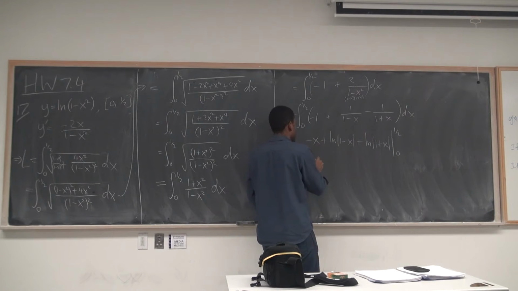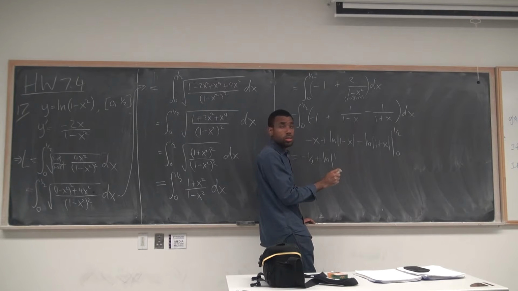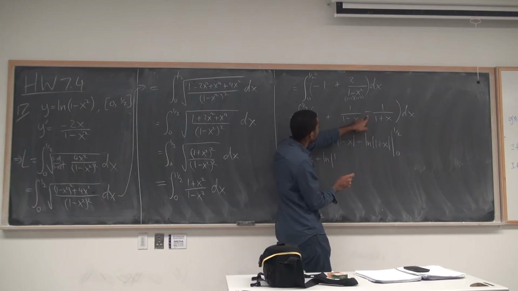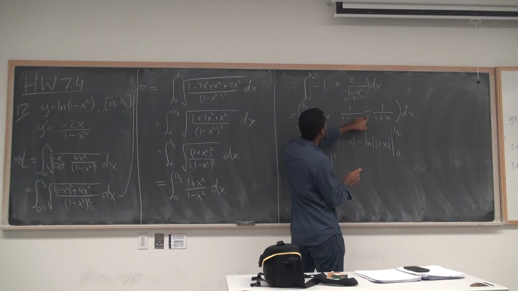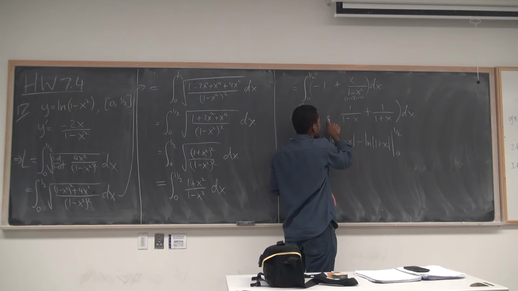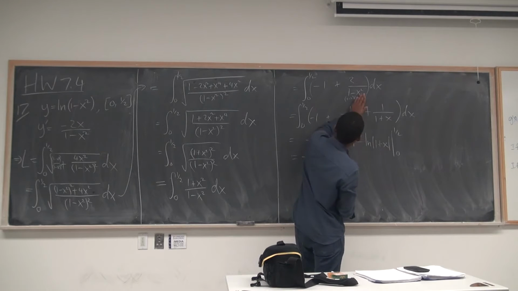So this is minus x plus ln of 1 over 1 plus x. Should it be plus? Yeah, because you have negative 1: 1 minus negative 1 is positive 2, and 2 over 2 is 1. Yeah, that's plus. And this is a minus? Yeah. Oh, because this is minus. Okay, all right, yeah.